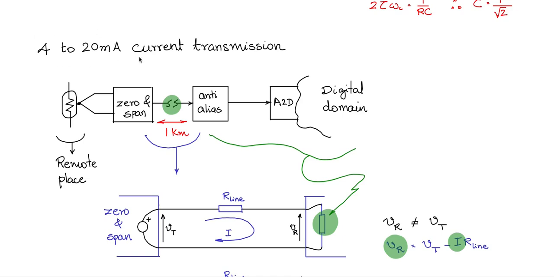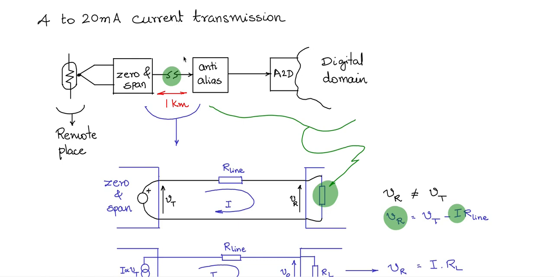Why 4 to 20 milliamps? That I will explain. But now the important takeaway is that you need to convert the voltages coming from the transducer and the zero span circuit into an equivalent current signal, transmit it over the long line, to be received and converted back to voltage.